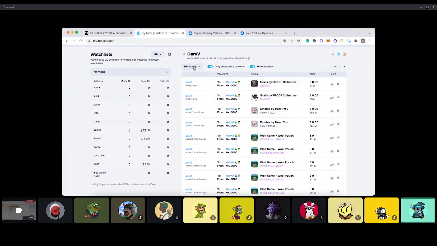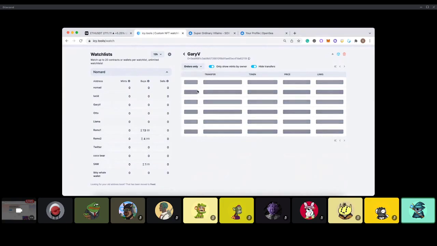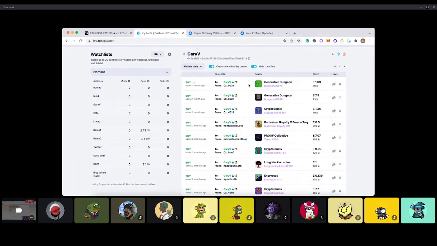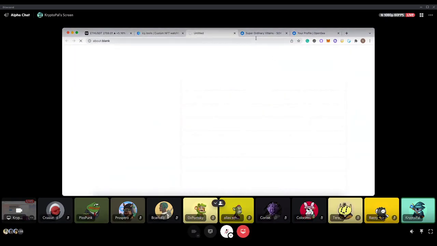These are the mints. I don't want to see mints. I want to see orders: what he is buying and what he is selling. This is a month ago. Even Gary V doesn't trade during the bear market. The last thing that he was aping on, the generative dungeon. This is an interesting story. Let me show you this one.